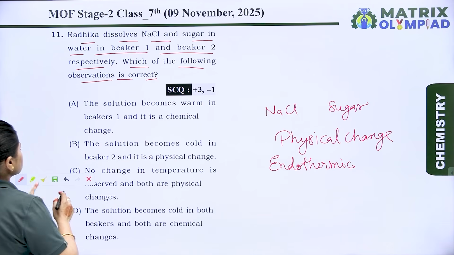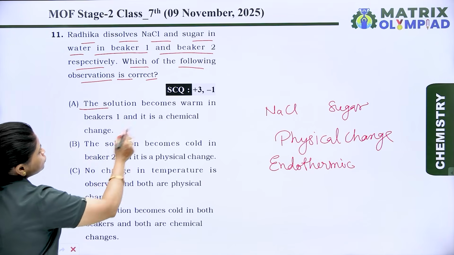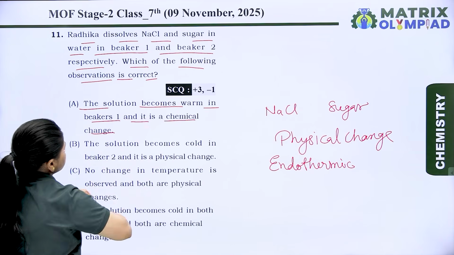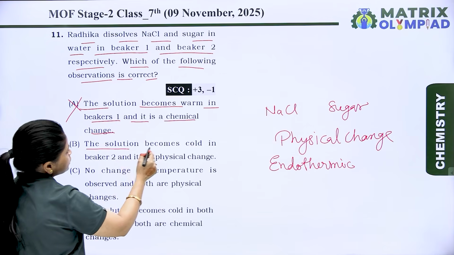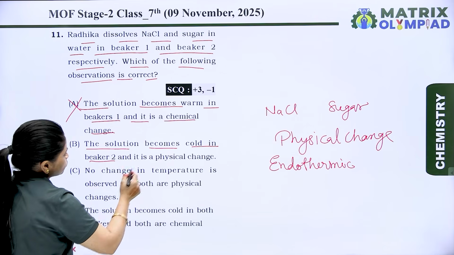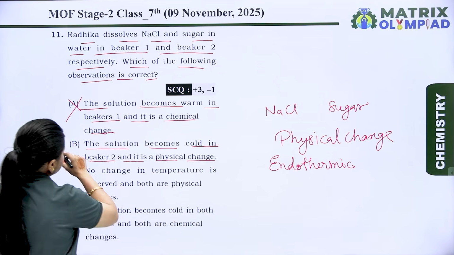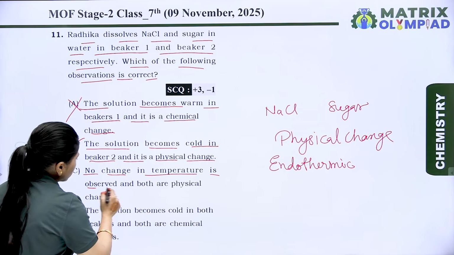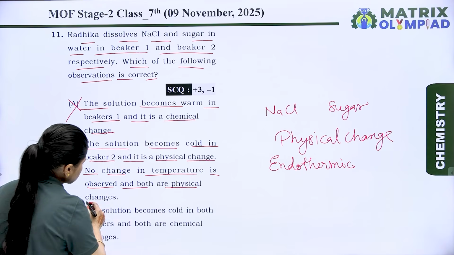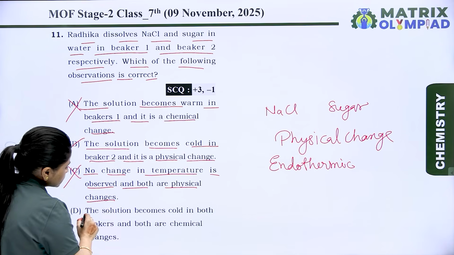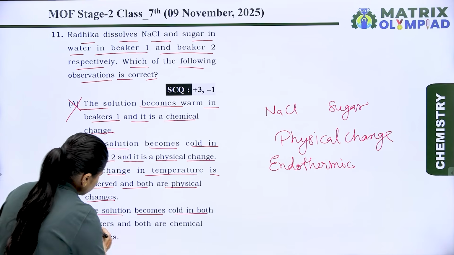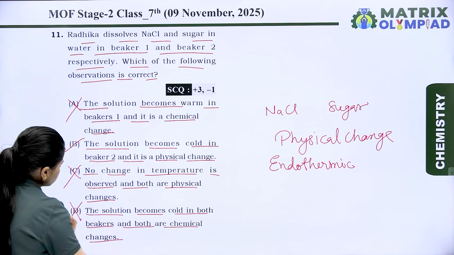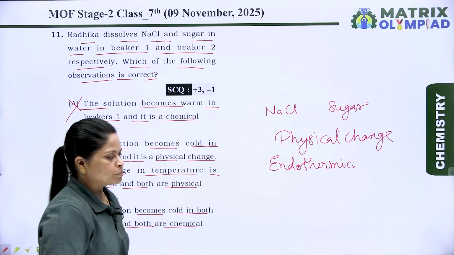Let's take the options. Option A, the solution becomes warm in beaker 1 and it is a chemical change. No, it is wrong. B, the solution becomes cold in beaker 2 and it is a physical change. Yes, this is correct. C, no change in temperature is observed and both are physical changes. No, it is wrong. D, the solution becomes cold in both beakers and both are chemical changes. No, it is wrong. So the answer is option B.